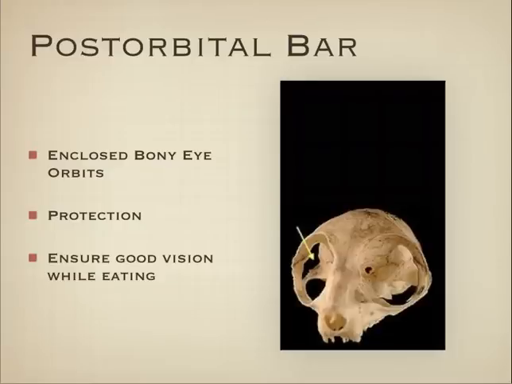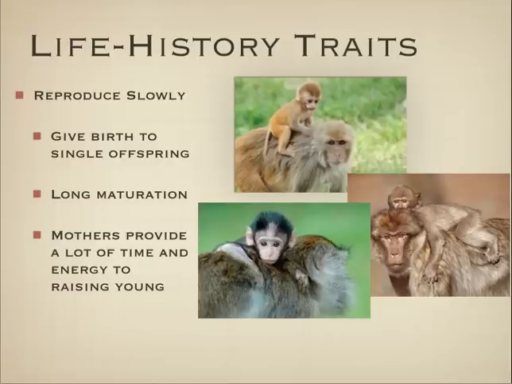All right, so let's move away from anatomical features and look at some life history traits. Primates reproduce a lot slower than many other species. We give birth to usually single offspring at a time, although there are some species that give birth to twins more readily than others, and it takes a longer time for us to mature.